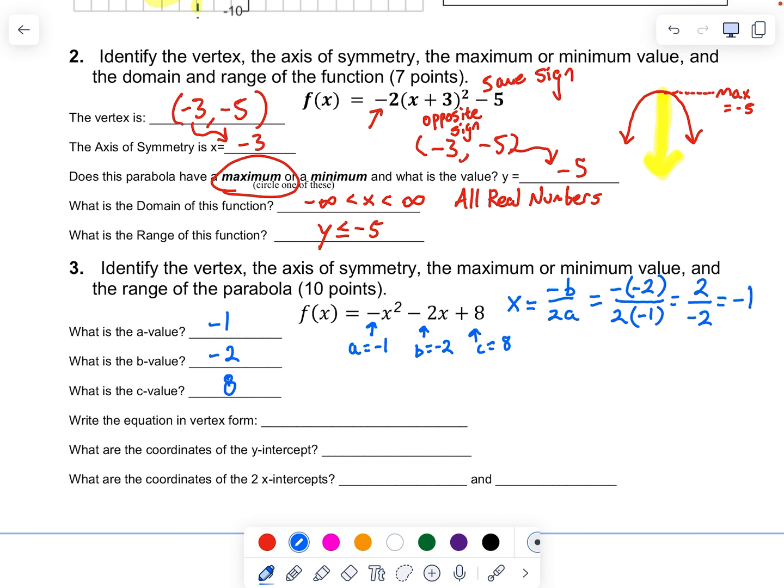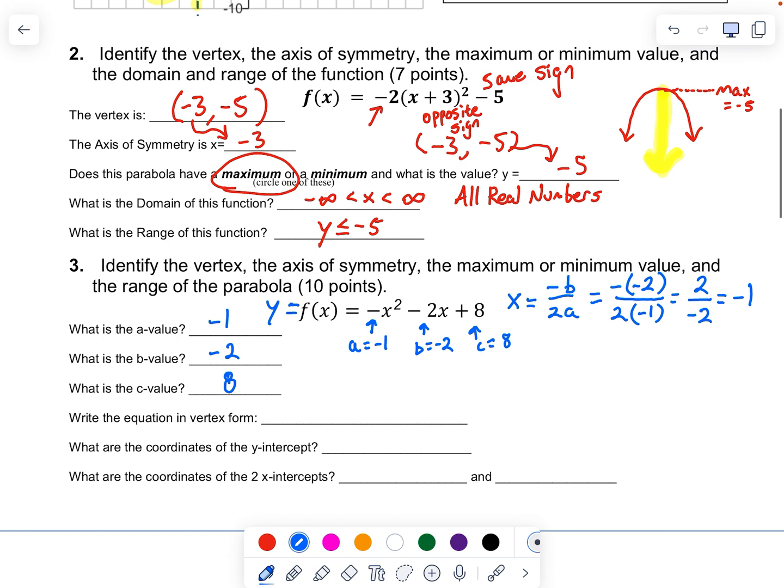So how do we find a y? If we know the x, how do we find a y? Well, that's why they give us the equation. Here it's in function form, right? f of x is the same thing as y. And it tells us y equals that equation. So in order to find the y, we need to just plug that back into the equation. So I'm going to plug this back in using parentheses. I'll go negative parentheses squared minus 2 parentheses plus 8.